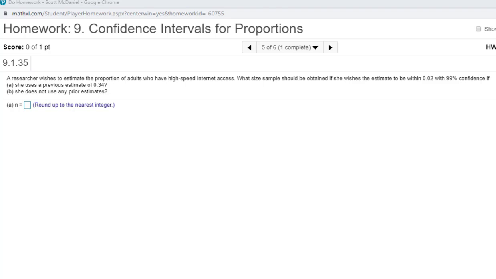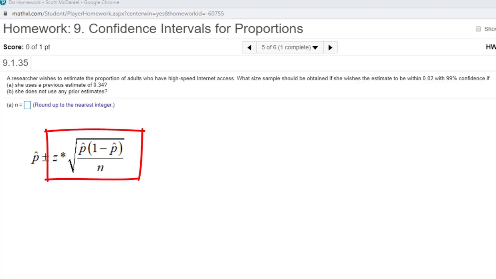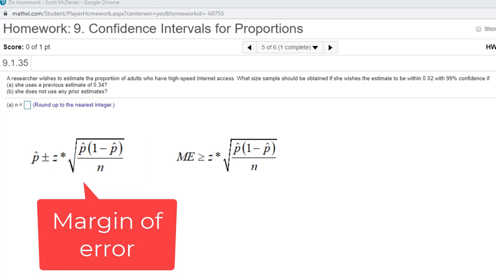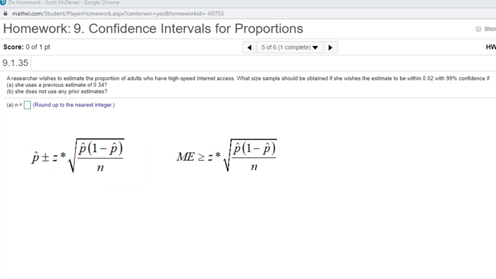So recall that to compute the confidence interval for the proportion, we just use this formula: p hat plus or minus z star times the standard error, which in this case is the square root of p hat times 1 minus p hat over n. The expression to the right of the plus or minus is called the margin of error. We're going to write this using an inequality symbol because we often want this term less than or equal to a certain number. In this case, we have ME is greater than or equal to that margin of error.